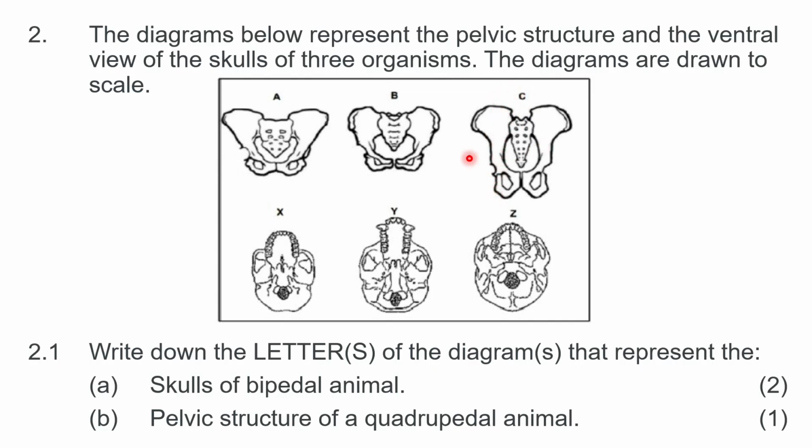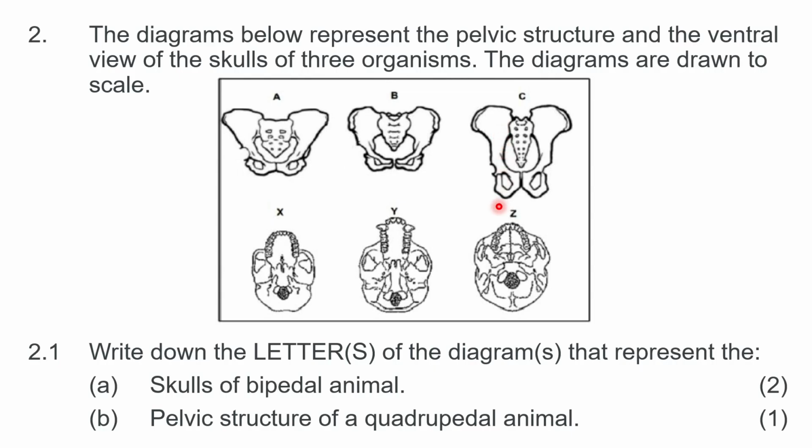So by just looking at the pelvic structure, we can say that organism A and B will walk on 2 legs. Why? Because the pelvic is short and wide, so it's bipedal, where organism C will most probably be quadrupedal. And once again, why do we say that? Because the pelvic structure is long and narrow.